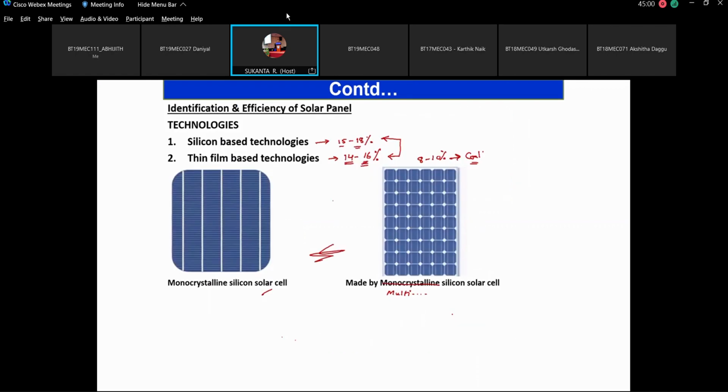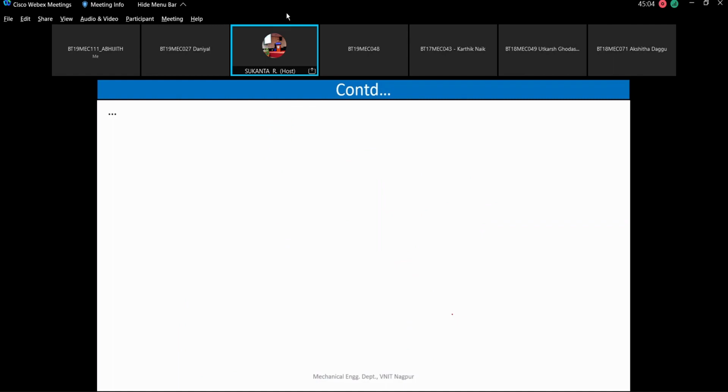Then how much area is required to produce some solar energy? Here some standard is there. For a 15% efficiency solar cell, the area required for the generation of 150 watt is 1 meter square.